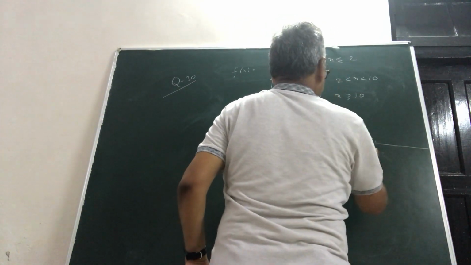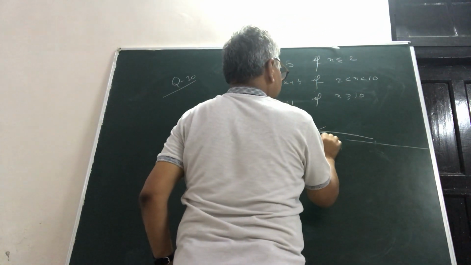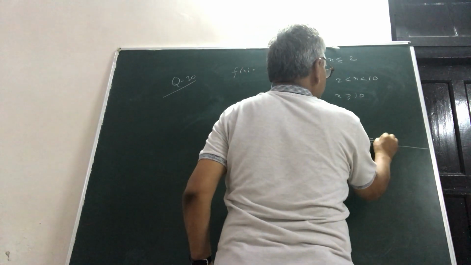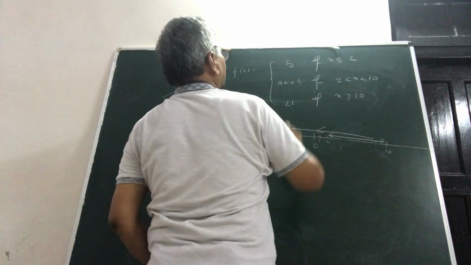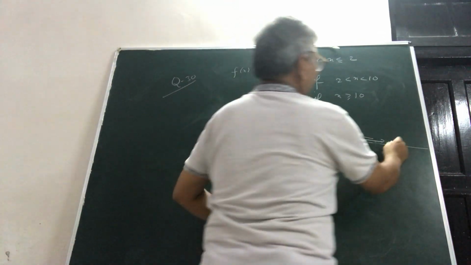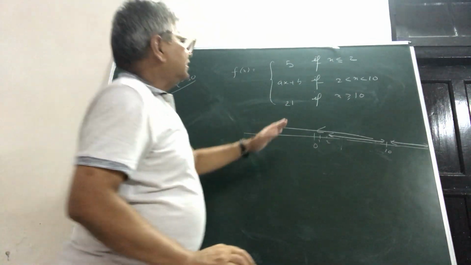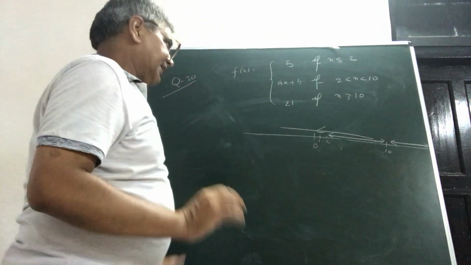Suppose this is mark 1, this is 2, and this is say 10 mark. So in this interval also, the function is a polynomial, and if it is greater than this, then again a constant function, so it is a continuous function. So that way you can check it also.